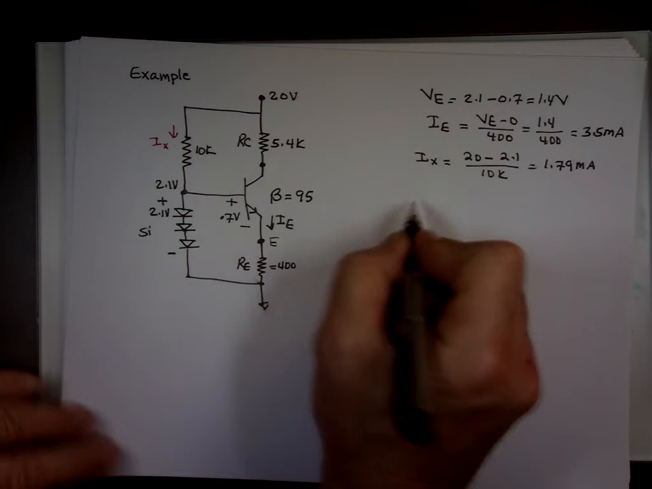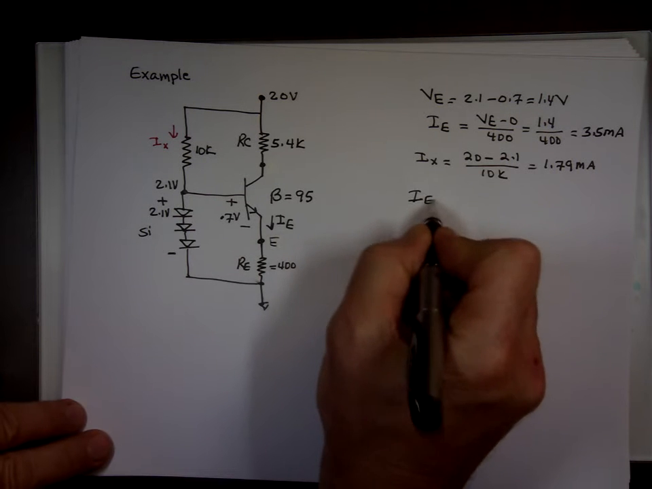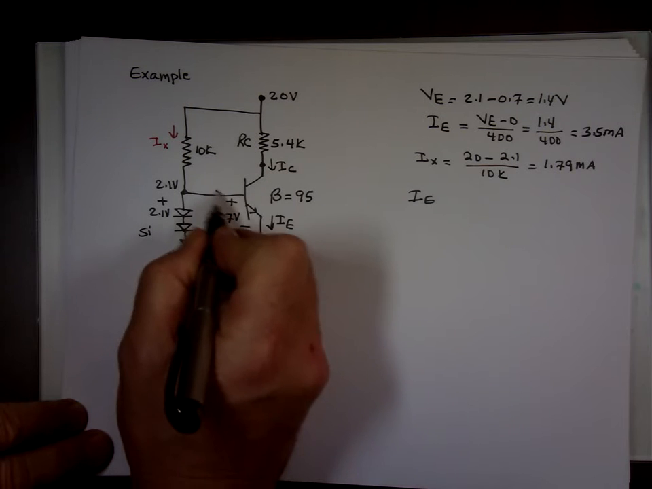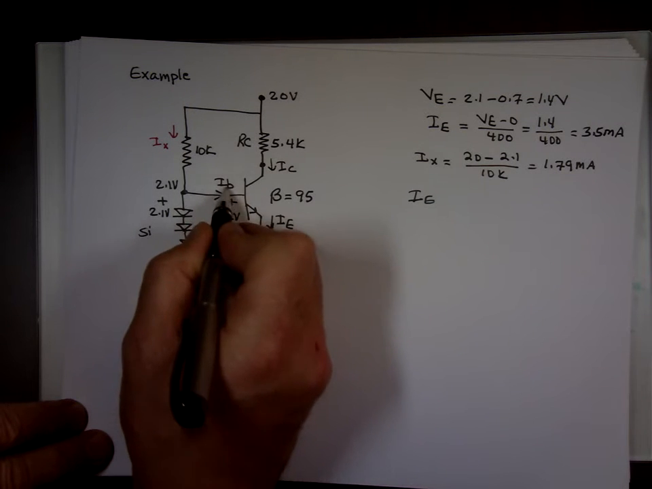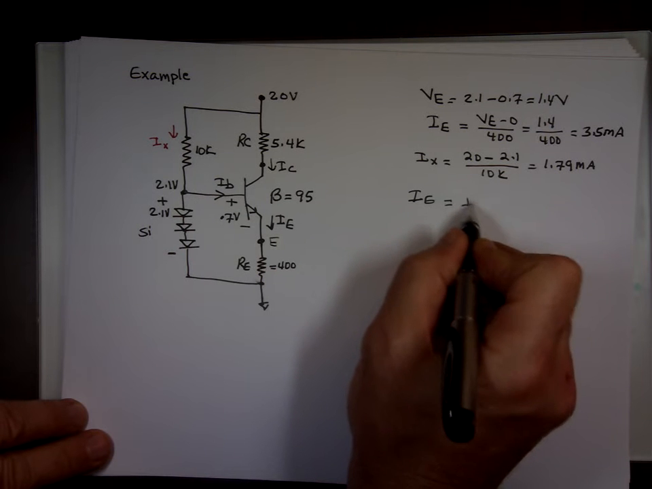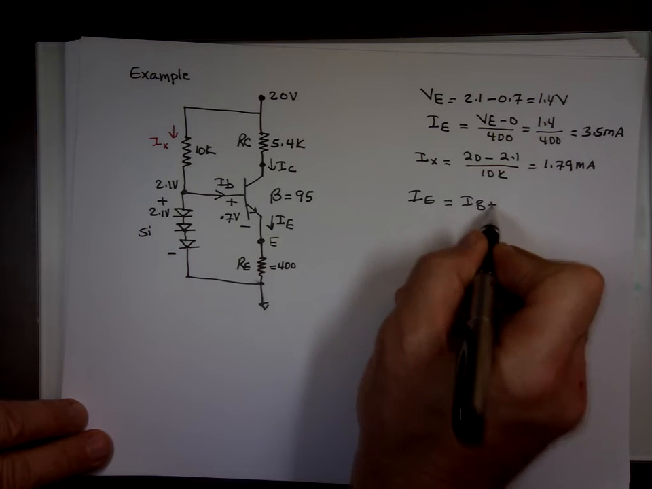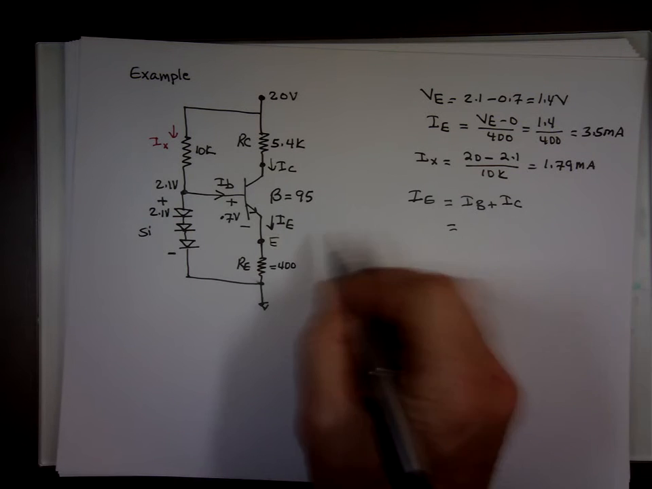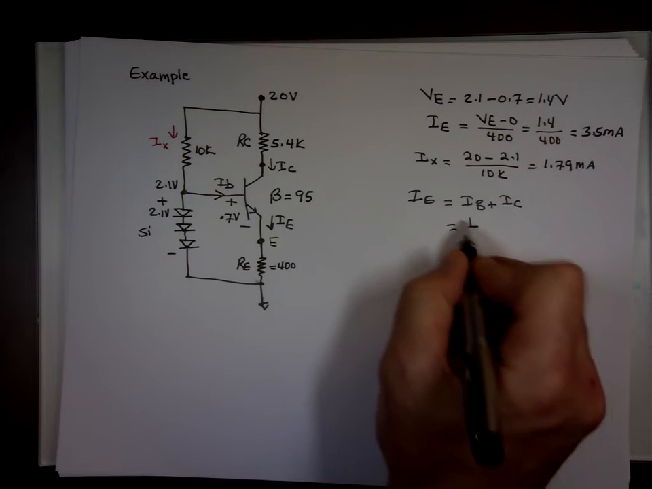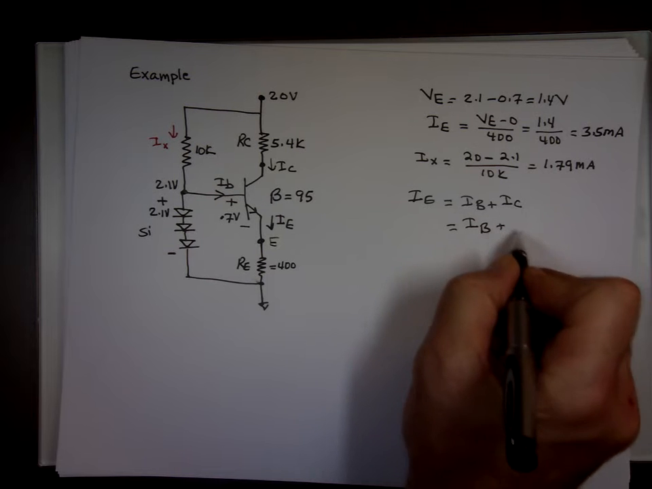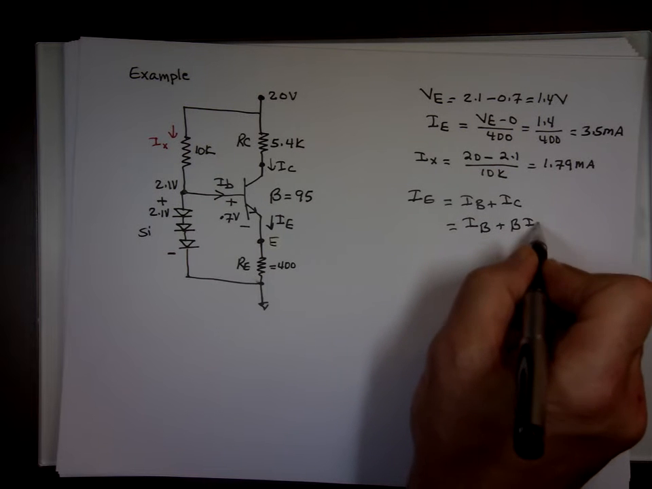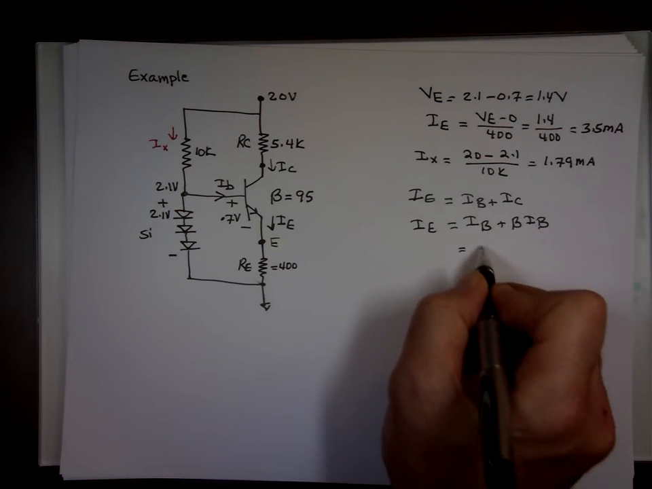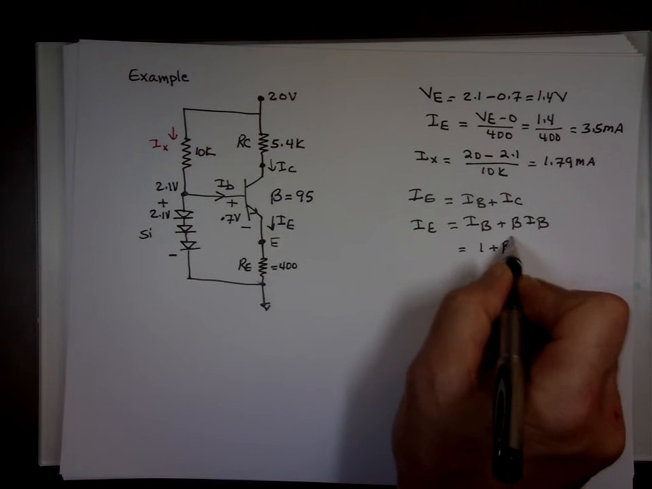So I know I sub E here. KCL says there's I sub C coming down, there's I sub B going in. We know I sub E is equal to I sub B plus I sub C. But if this transistor is in active mode, I sub C is equal to beta times I sub B. And that's going to be 1 plus beta times I sub B.